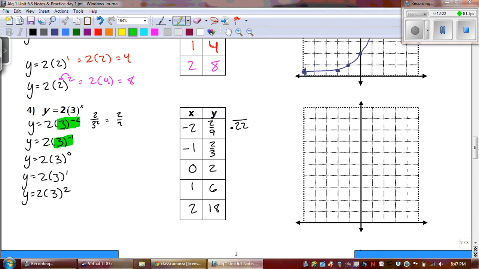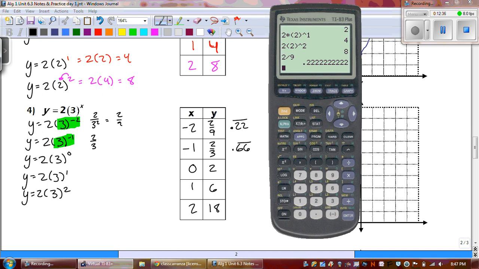Okay, remember, exponent applies to the base. So 2 and 3 comes down, and there you go. That's where 2/3 comes from, and that's 0.66. And if you're having trouble with this, type it into your calculator, and it'll help you out. It'll get you the right answer, okay?